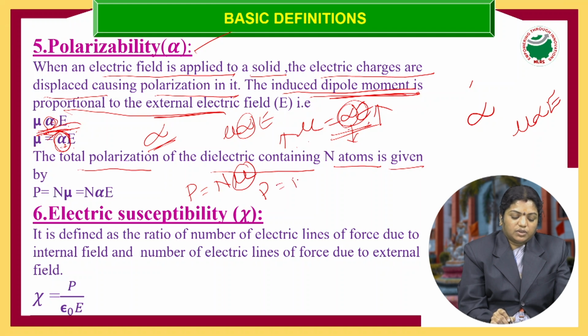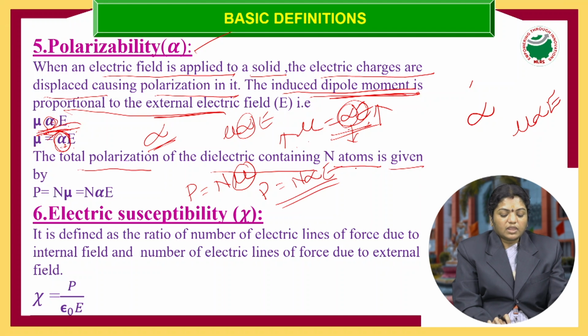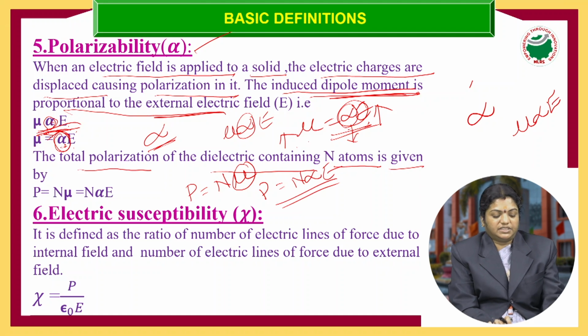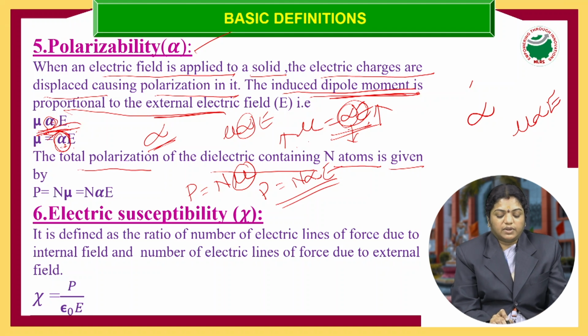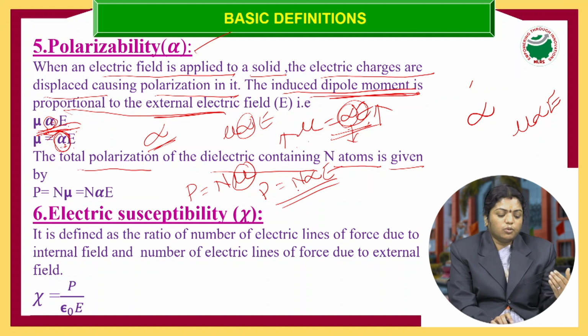P is equal to n alpha E. So this is also polarization, another definition. Using polarizability, we have to specify the alpha also. What does polarizability mean? The dipole moment is directly proportional to the electric field. So mu is equal to alpha into E.